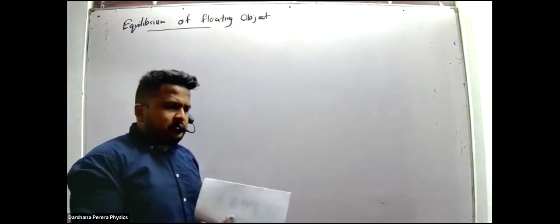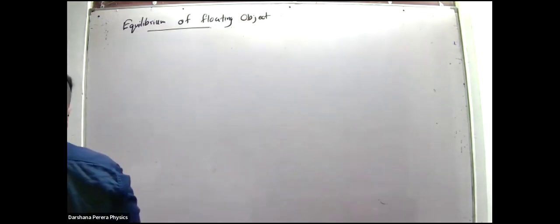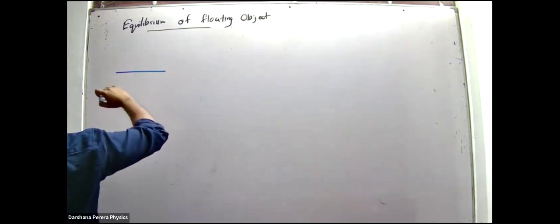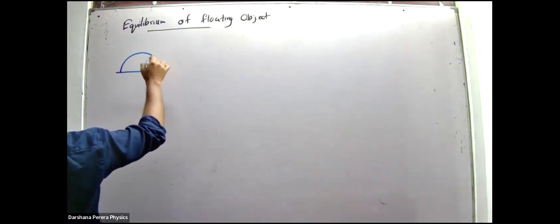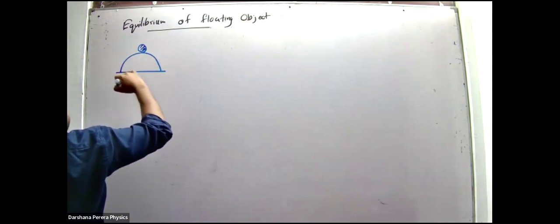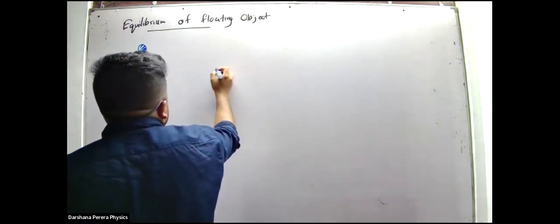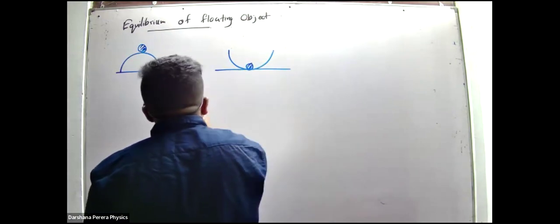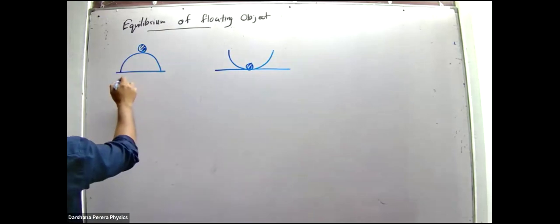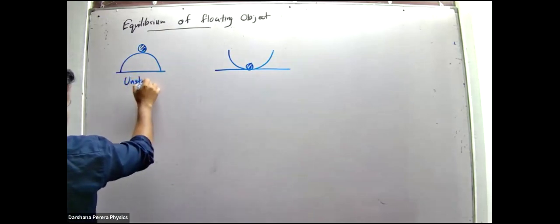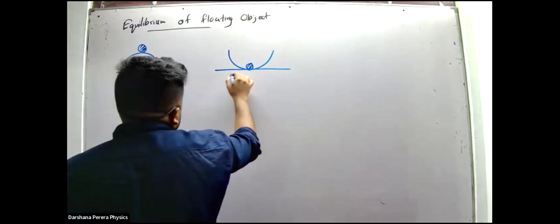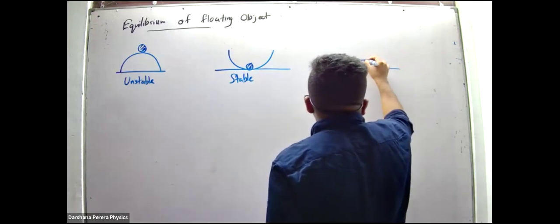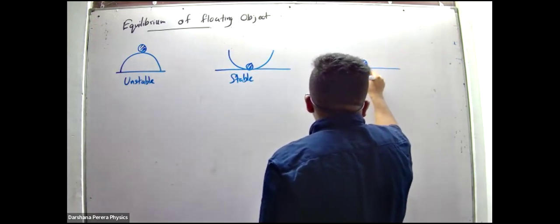There are three types of equilibrium that can be seen in the environment. What are the three? It can be described like this. By describing the situation of this world, we can tell what the equilibriums are. So, the first one is unstable equilibrium. This is stable equilibrium. Then you can say neutral.